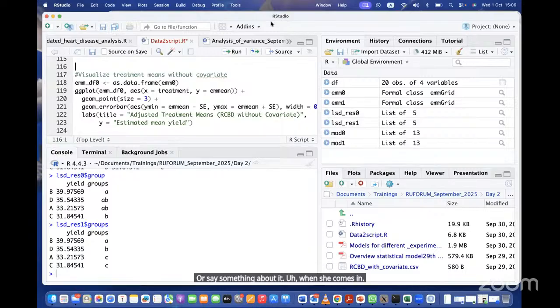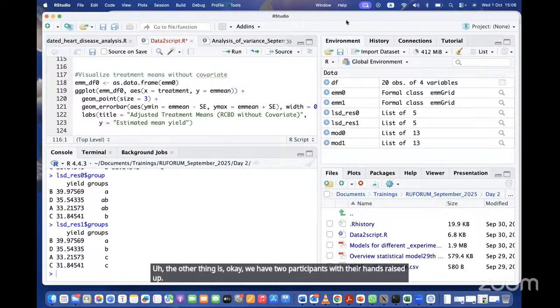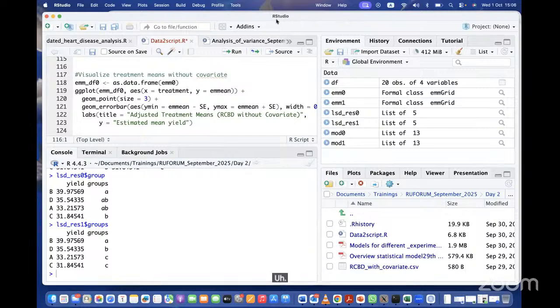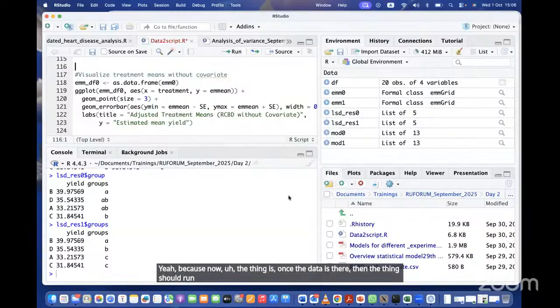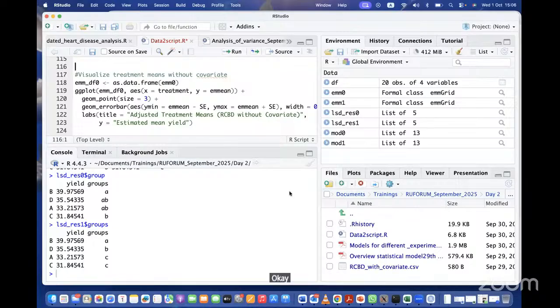The other thing is, okay, we have two participants with their hands raised up. Thomas, yes, please. Somebody says that he needs a repeat of line 88. No, I think that is Stephen, the one who did not have the data. Oh, okay. Because once the data is there, then the code should run without any problem. Okay. Thank you.